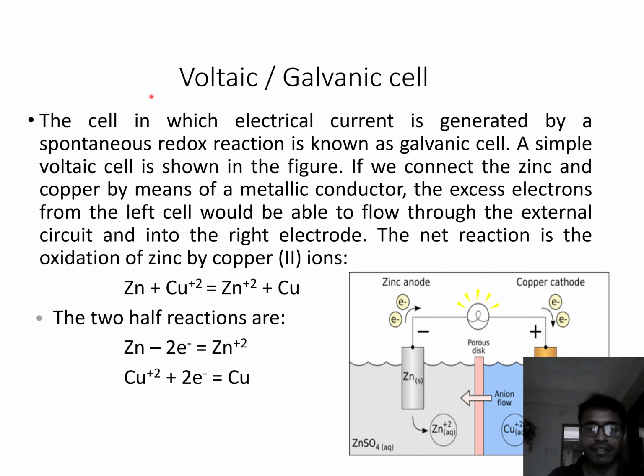Now let's discuss the galvanic cell. The cell in which electrical current is generated by a spontaneous redox reaction is known as a galvanic cell. A simple voltaic cell is shown in the figure. If we connect the zinc and copper by means of a metallic conductor, the excess electrons from the left cell will be able to flow through the external circuit into the right electrode. The net reaction is the oxidation of zinc by copper. So these reactions take place. You can see here the zinc anode and the copper cathode.